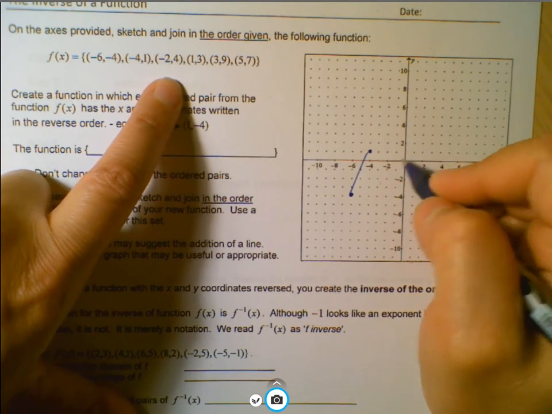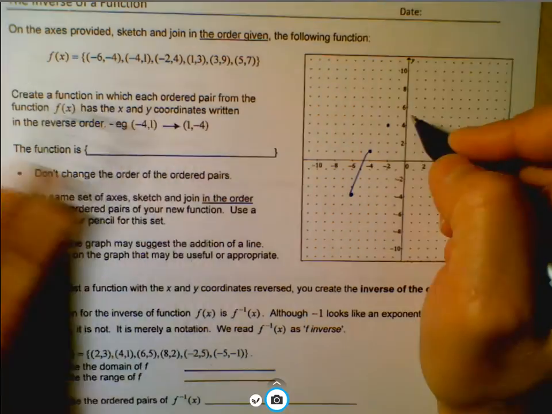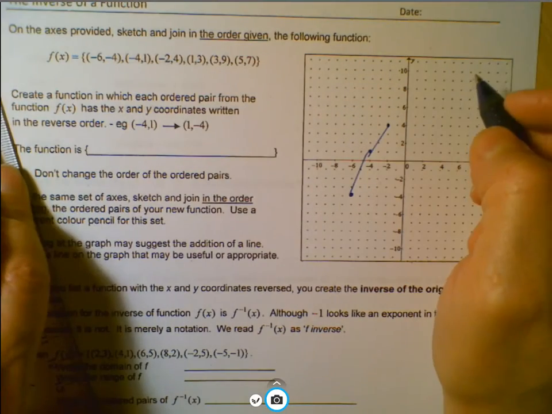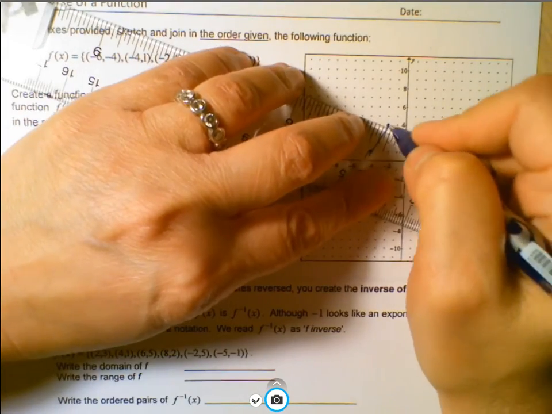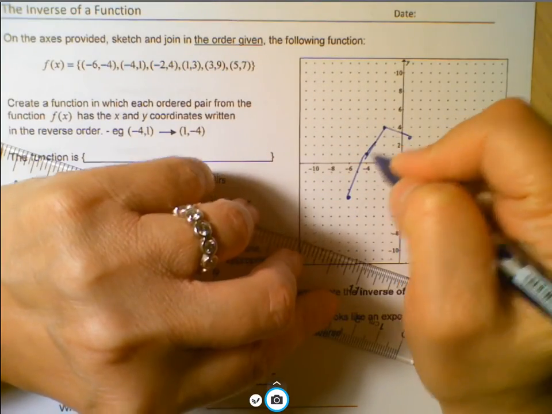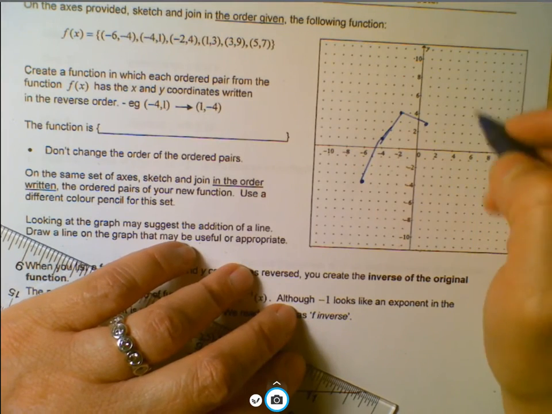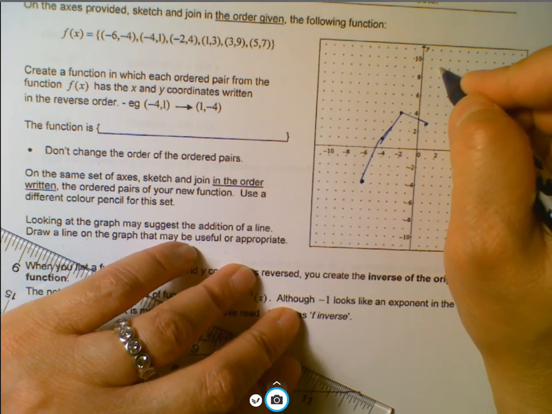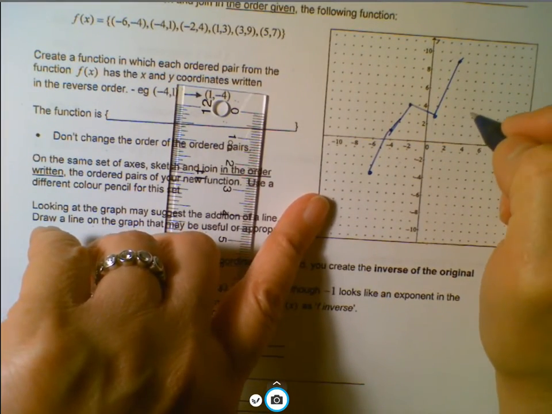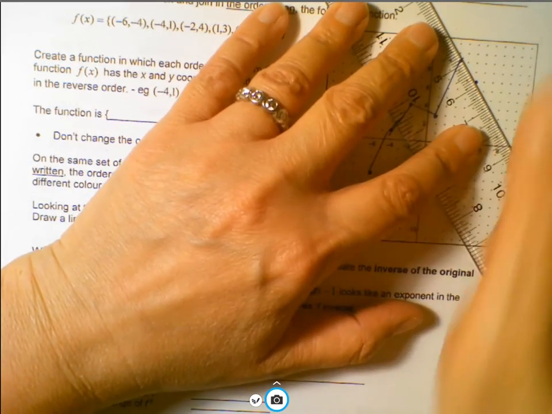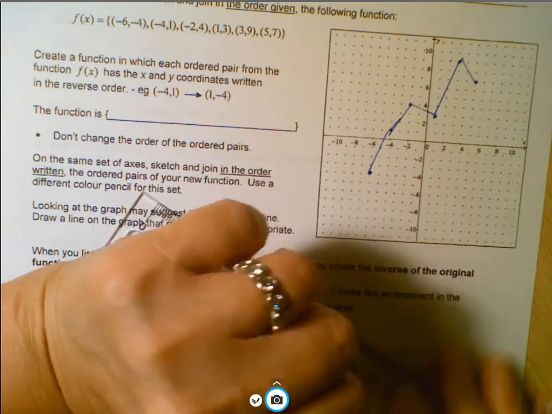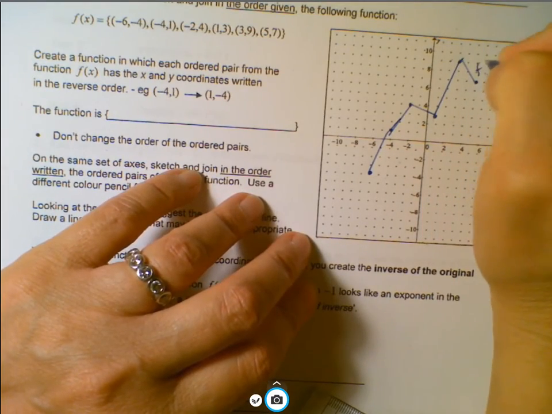-4, 1, -2, 4, 1, 3, sorry for that. Okay, 3, 9, and 5, 7. Okay, and so that gives us this, and it's a function, so I can use function notation on this one. I'll call it f of x.